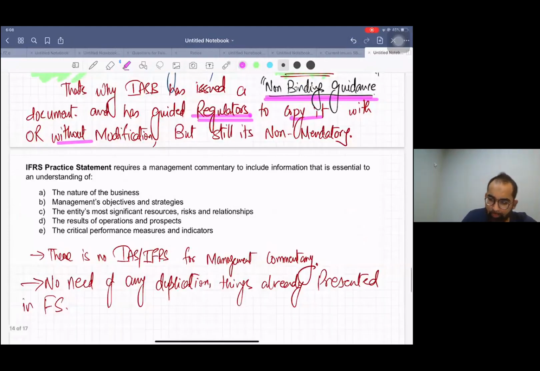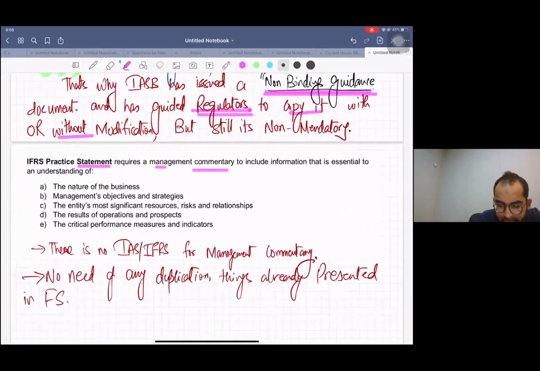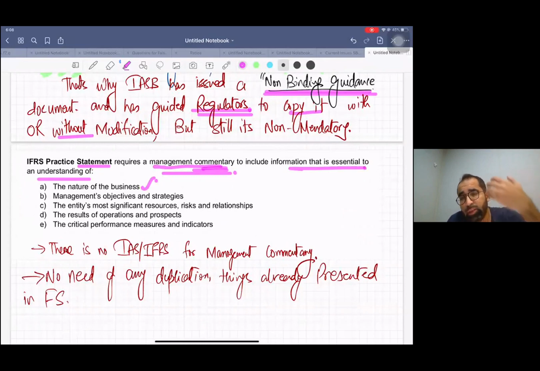See, the IFRS practice statement requires the management commentary section to include information that is essential to the understanding of all these things. First of all, define the nature of business, whether you are a wholesaler, a retailer, or a middleman. What's the nature of your business? Then management's objectives and strategies. Write down something about your strategies, your future prospects, the entity's significant resources, risk, and relationships.